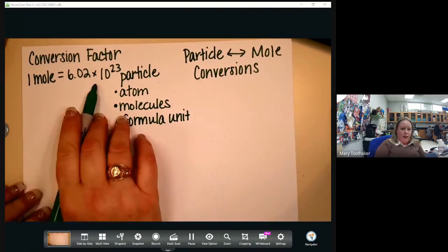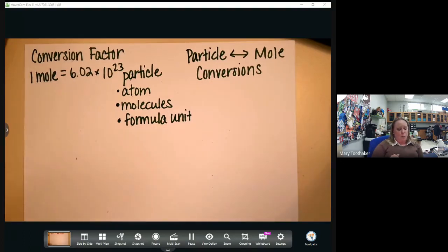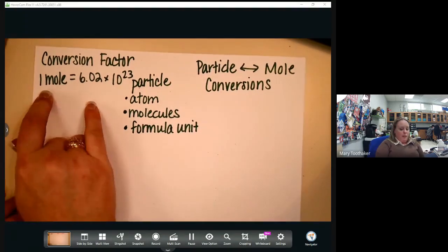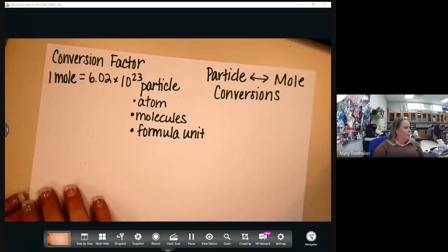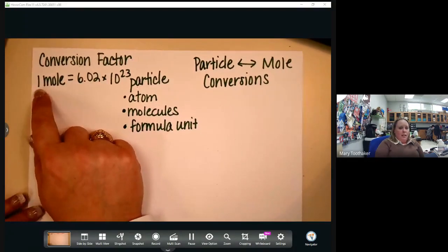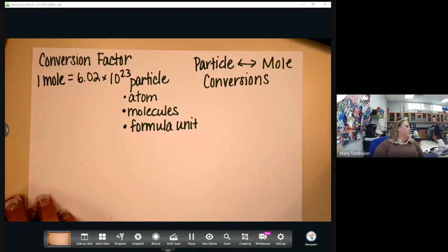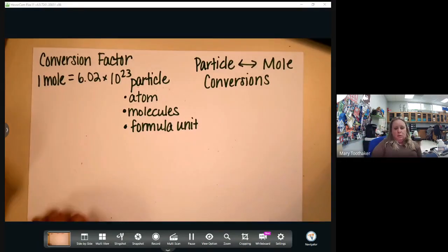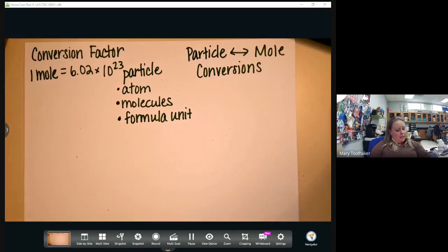This is a conversion factor. What number always goes next to the word mole? No, what number goes next to the word mole? 1. What number goes next to the word particles? Now, Norman. There you go. These numbers that are in these conversion factors, don't split them up. They stick together like salt and pepper. 1 mole, mole goes next to 1. 1 goes next to mole. It never changes.